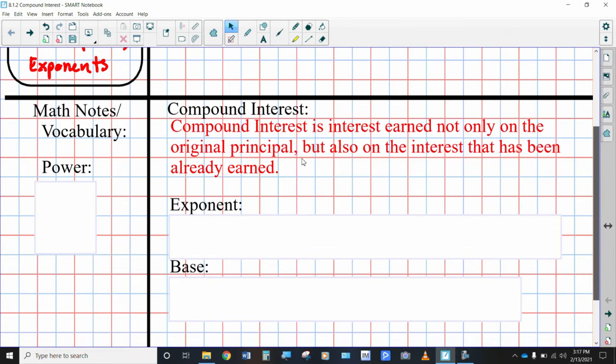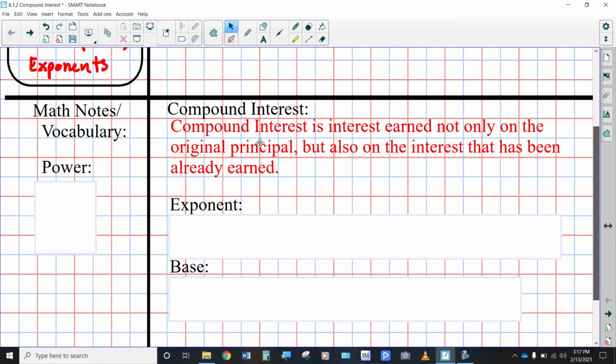Well, compound interest is interest earned not only on the original principal, but also on the interest that has already been earned. Okay, so with the simple interest, we saw that you would have your original principal, and then after a certain amount of time, you just calculated the interest. And the interest was based on how much time had gone by. And it was like a one-time transaction. Or if you did it every single month, it would always be the same amount every single month because it was always being based on the same original principal.